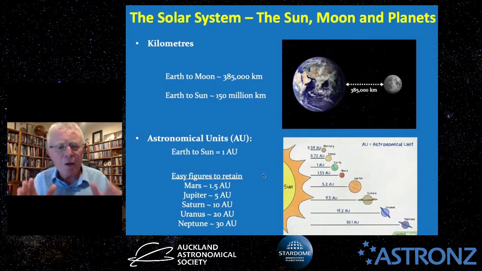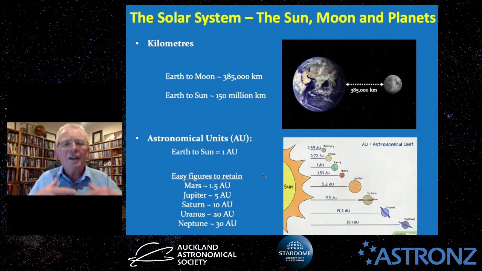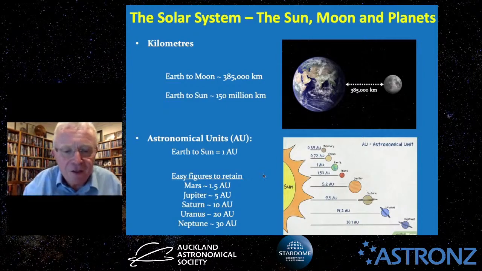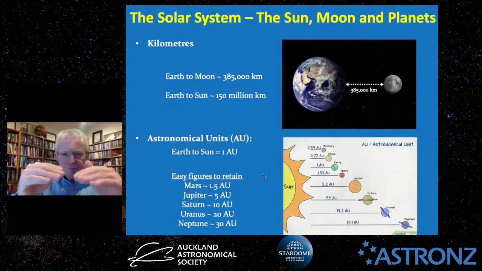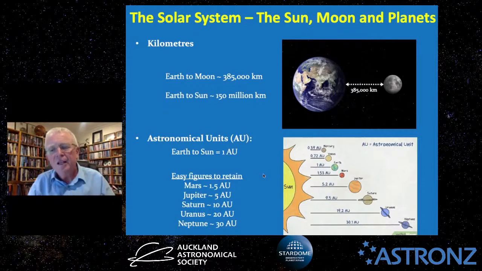I think it's just Mars, 1.5 AU. In other words, it's 1.5 times the distance, another half AU again. Jupiter is 5 astronomical units away from the sun. Then just double that out to 10 for Saturn, double that again out to 20 for Uranus, and then you just add another 10 on for Neptune. And that's a nice, easy way. If you memorize those figures, they're easy to retain. So if someone says something to you about distance, it's easy to work out.